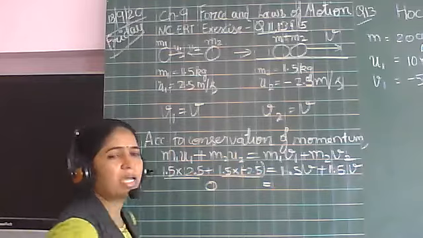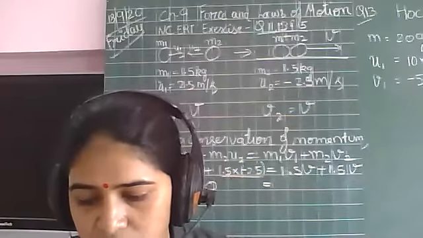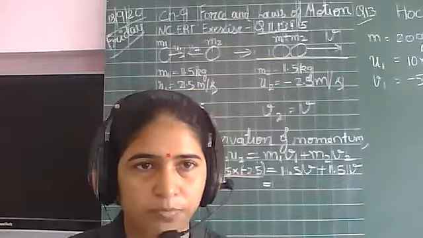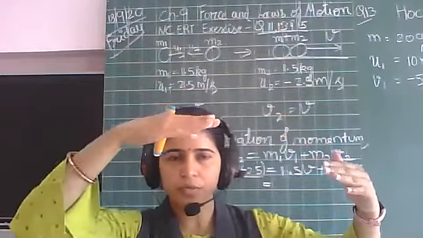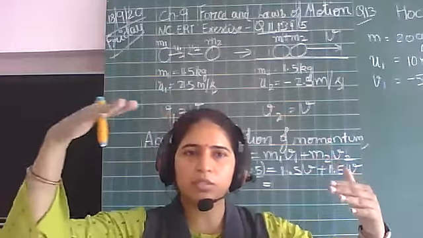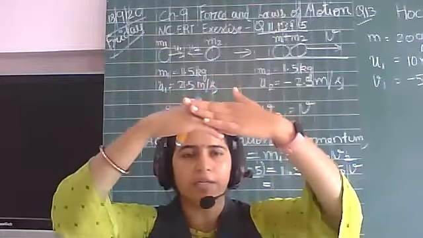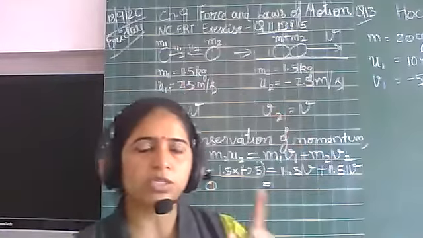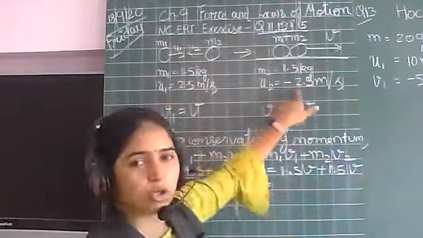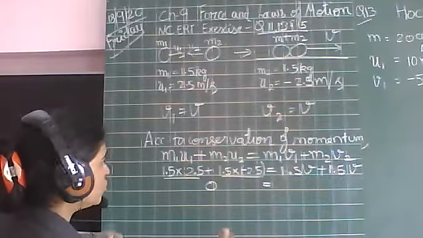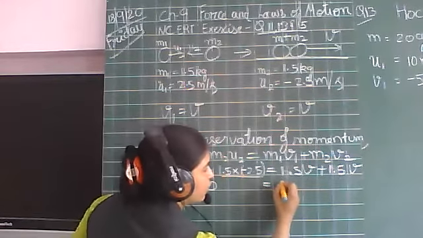The minus came here because in the question it is given that both the objects are moving in opposite direction. As I told you, if object 1 is moving in this direction, and object 2 is moving opposite to it, and then they are colliding, then as they are moving in opposite directions, the velocity of the first object we have taken as positive, and the velocity of the second object is negative. Right.